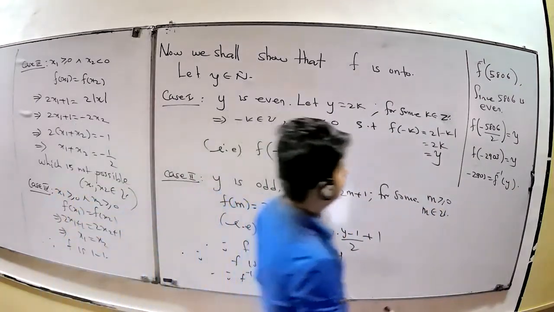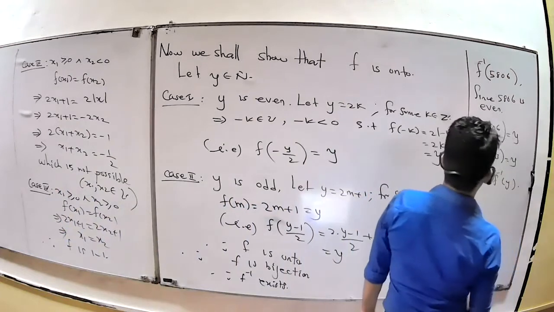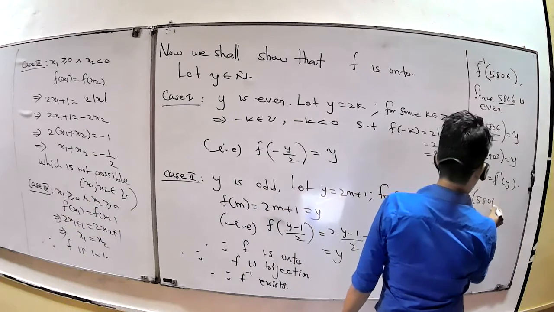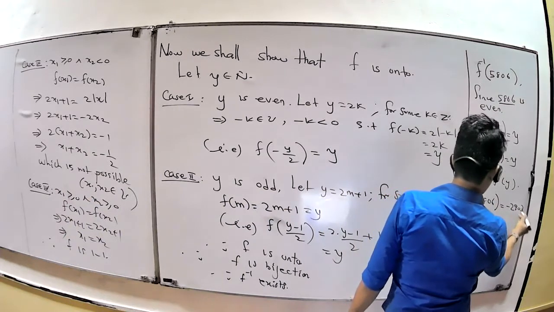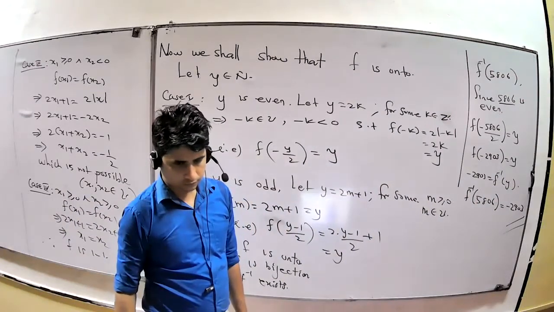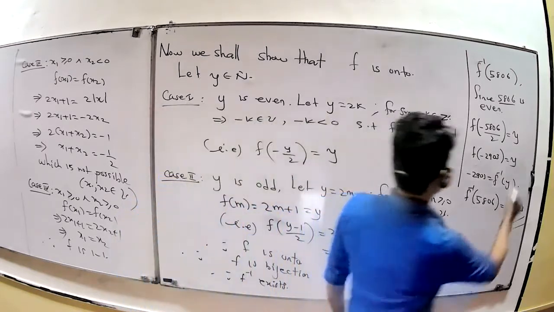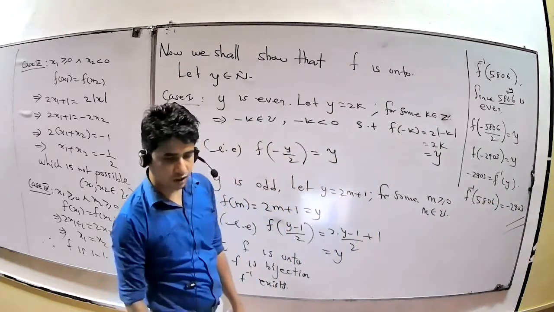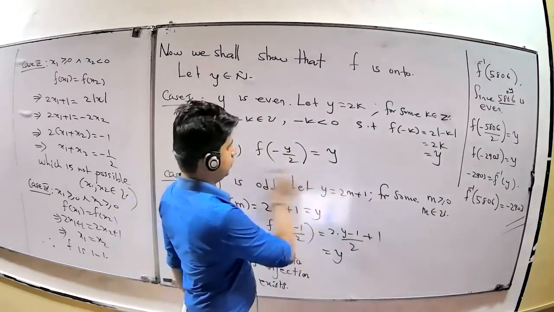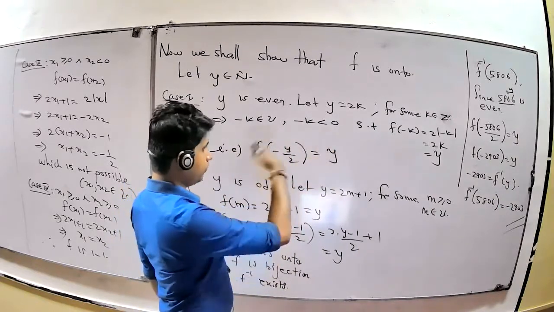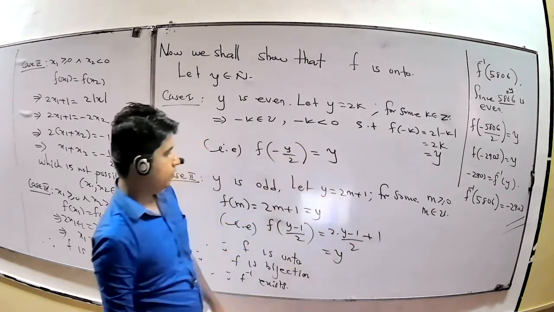Y means this is your y value. That means f inverse of 5806 equals minus 2903. Right? Minus 2903, is it okay? It is your y value. Y is even, obviously, 5806 is an even number. Then use this first condition. Then it's an onto mapping, then you can take the inverse: f inverse y equals minus y by 2. Okay.